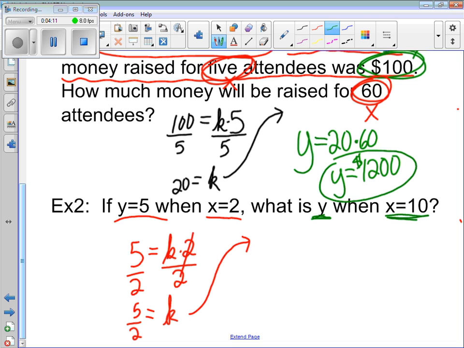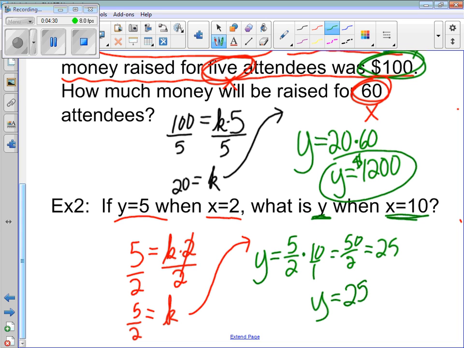So we don't know what y is. We do know that k is 5 over 2. And then we multiply by the x, which is 10. You multiply these out, you get 50 over 2, which is 25. So the y is going to be 25 when the x is 10. So that is direct variation.